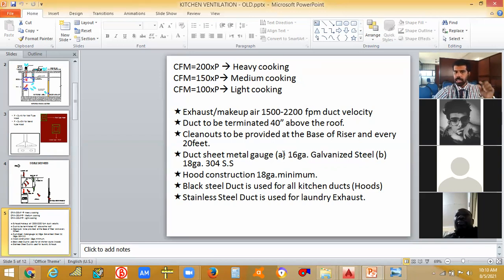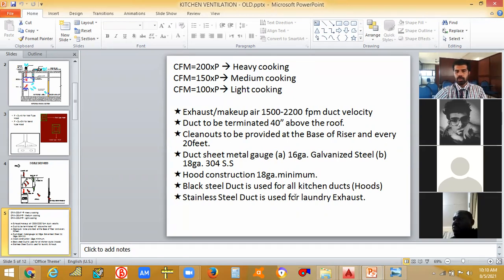Duct metal gauge. Gauge means the thickness. It will be 16 gauge for galvanized steel material, and 18 gauge for stainless steel material. For construction, we should have at least 18 gauge minimum thickness. Gauge means the unit of thickness of the metal sheet. Black steel duct is used for all kitchen ducts. Mostly black steel ducts are being used.